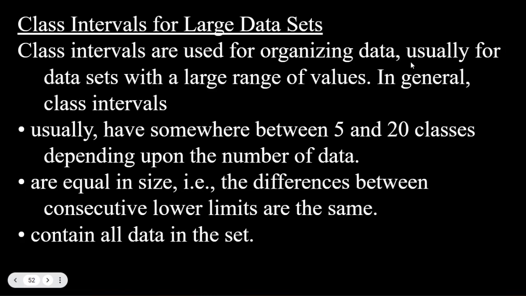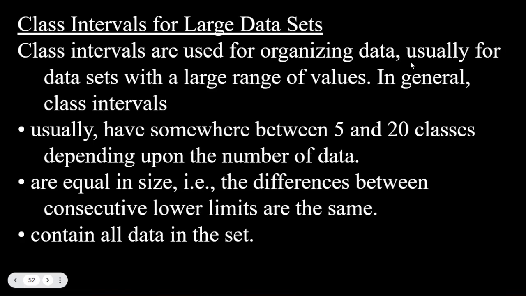In general, here's what we know about class intervals. They're going to usually have somewhere between 5 and 20 classes, depending on the number of data. Now in our class, we're going to keep it with like maybe 5 to 7. I'm not going to have you do up to 20 classes. That would be too much for us. If you were doing a big study and actually doing it for a job, you might have up to 20 classes possibly.